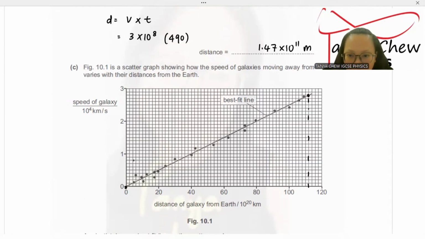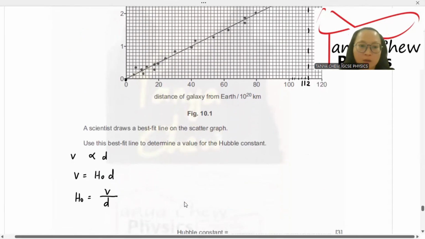This is 112, and then the value here, going back, this is 2.8. So I'm going to find the ratio.